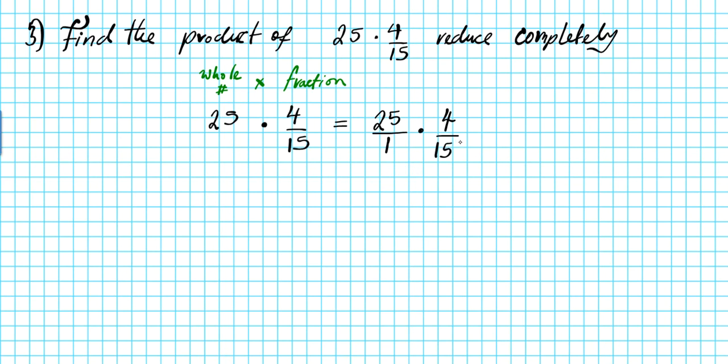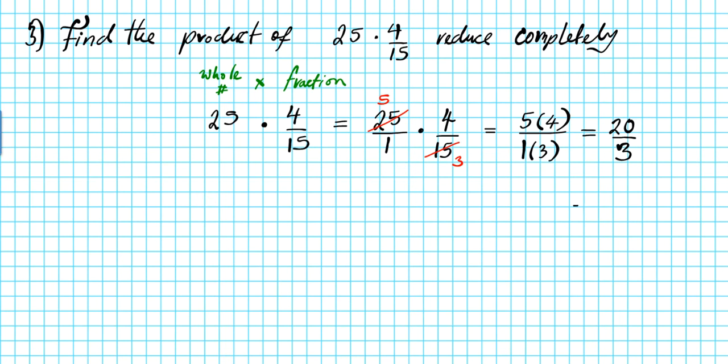25 and 15, 5 goes into both. The GCF of 25 and 15 is 5, so 5 goes into 15 3 times. And 5 goes into 25 5 times. Now we're going to multiply across. We have 5 times 4, numerator times numerator, divided by 1 times 3. And your final answer is 20 over 3.